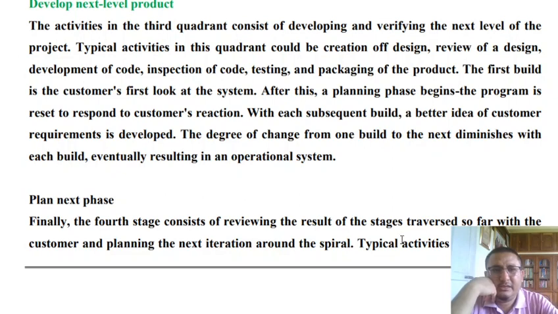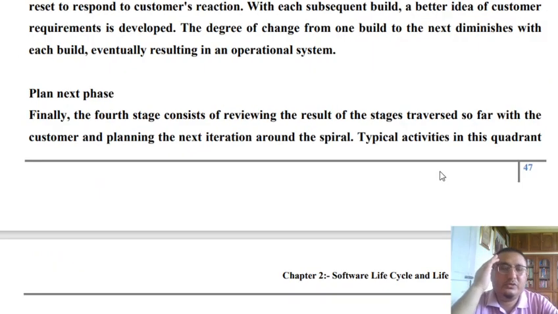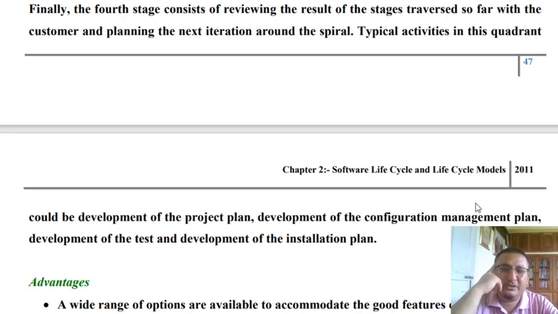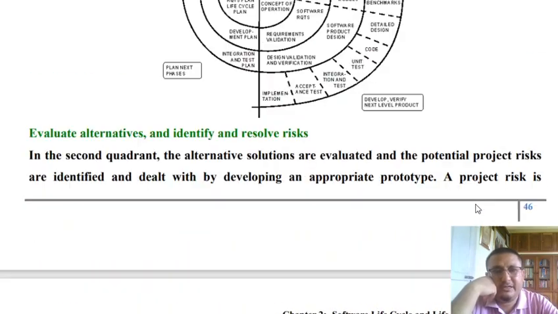Now, once the next level of the product has been developed and verified, we need to plan the next phase. The fourth phase is to plan the next phase. So, what is the next phase that we are going to initiate in the development life cycle? It can be a phase that concerns development of the next level of the product, or, for example, a phase for configuration management, a phase for quality management, a phase for installation, or a phase for designing the test plan, and so on and so forth. So this is the way a spiral model basically progresses.